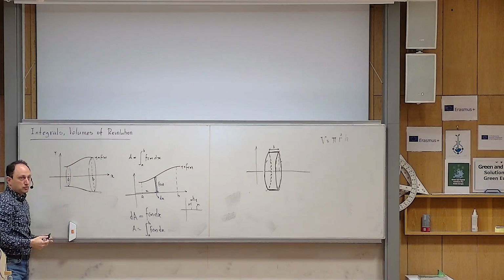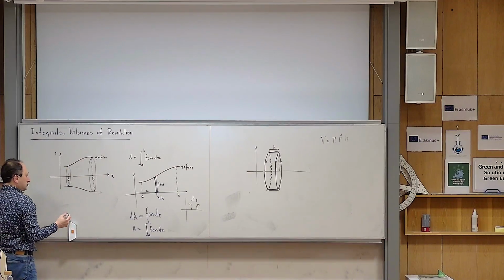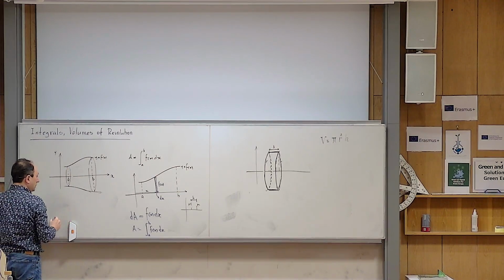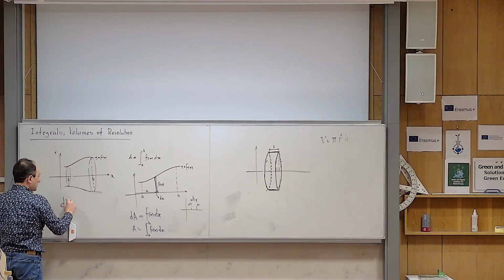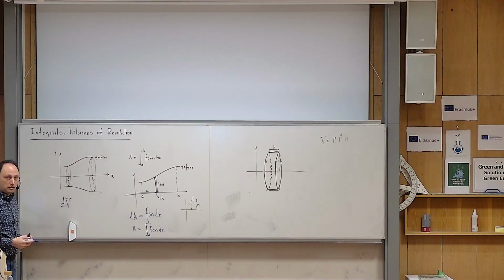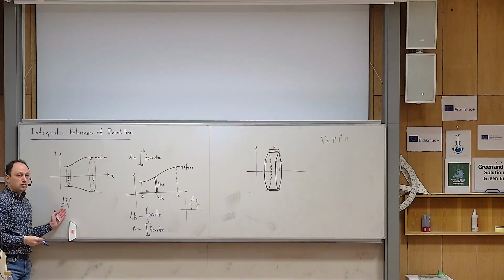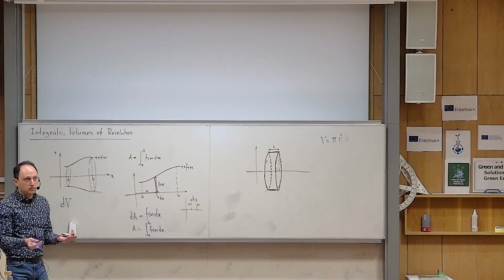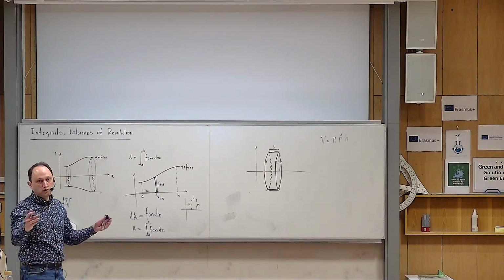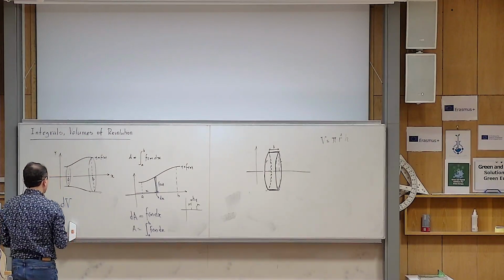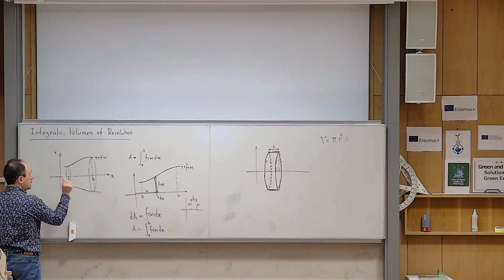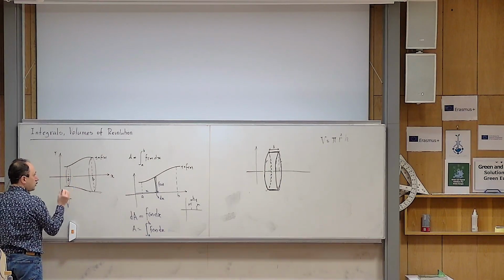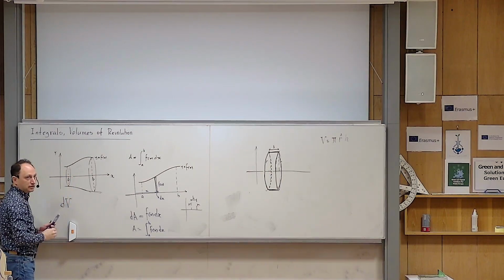So what do you do? You start trying to find not the whole volume, but a small amount of volume. And if you succeed in writing something for this small volume, then instead of using sigma to add them up, you use an integral to add them up to find the whole volume. So what you need to do is concentrate on one very small volume that you can calculate.